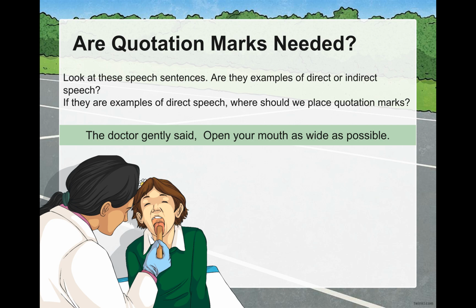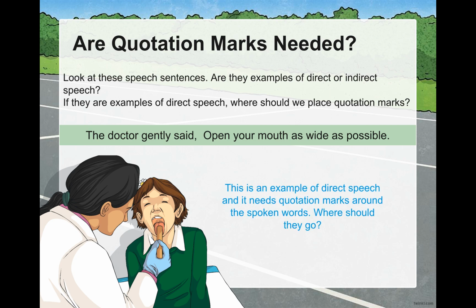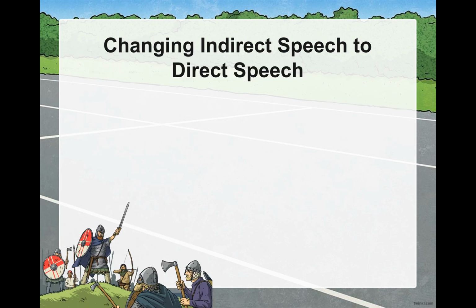"Open your mouth." She's talking directly to someone. This is going to be an example of direct speech, and it needs quotation marks. If we want to change this, we could say the doctor gently told the boy to open his mouth. Or the doctor gently told him to open his mouth, instead of "open your mouth." I'm talking directly to someone.